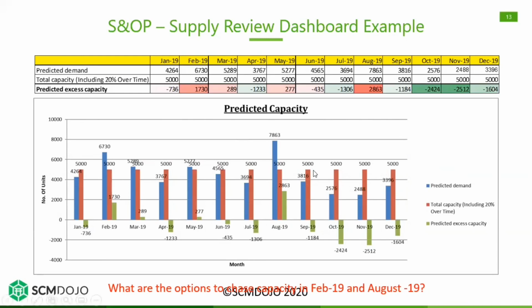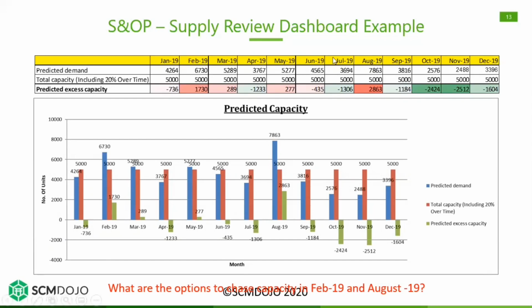Or I can go back to the sales team and say, guys, you know what, I've tried everything, I simply cannot find a solution. Is it possible that some of this demand, which is 5.8k at the peak time, can move to a future month? That could be one of the options. The point of this supply review is to take this information, go to the consensus review, which is coming next, and ask the question: what do we do?